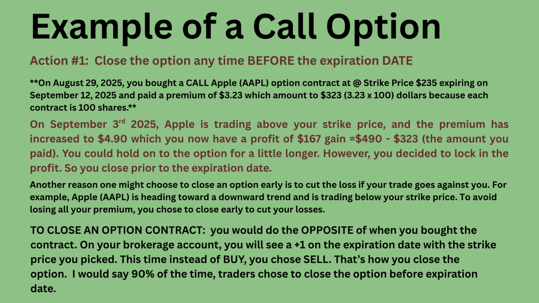To close an option contract, you would do the opposite of when you bought the contract. On your brokerage account, you will see a +1 on the expiration date with the strike price you picked. This time instead of buy, you chose sell. That's how you close the option. I would say 90% of the time, traders chose to close the option before expiration date.